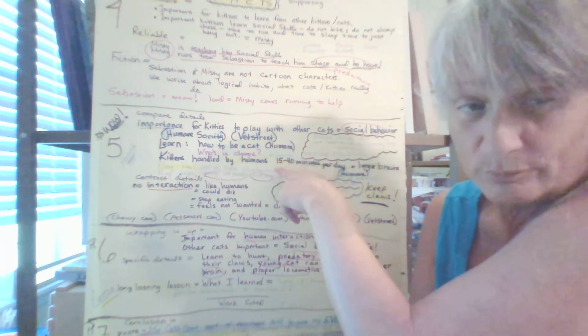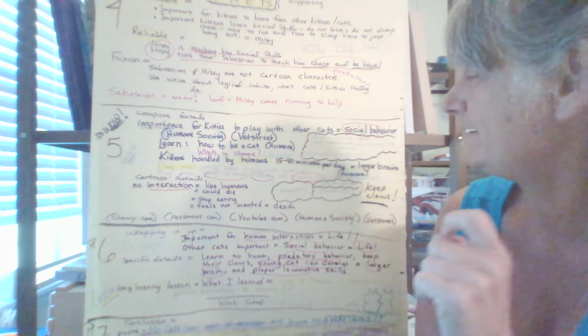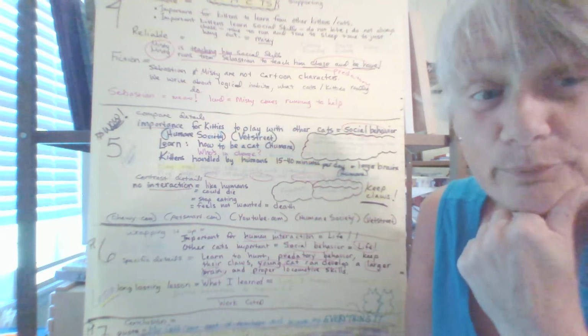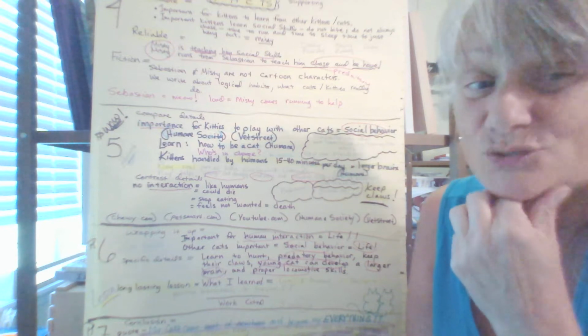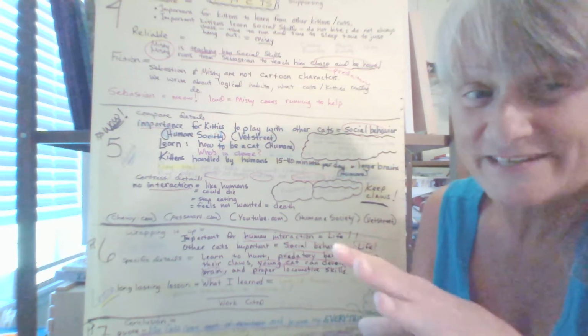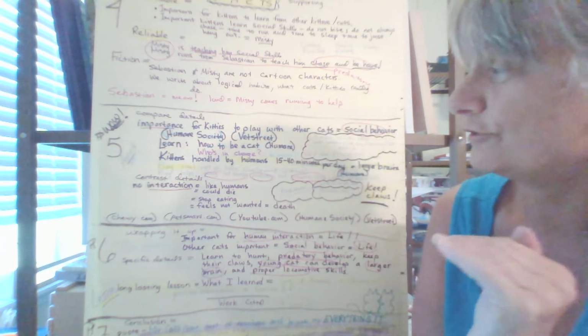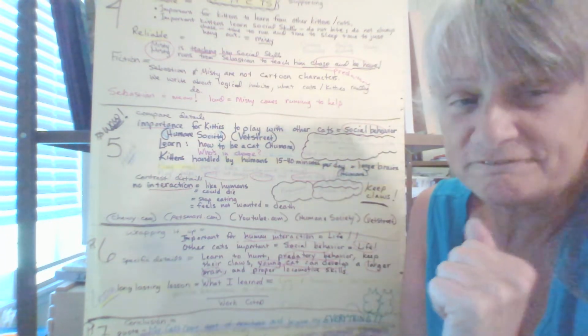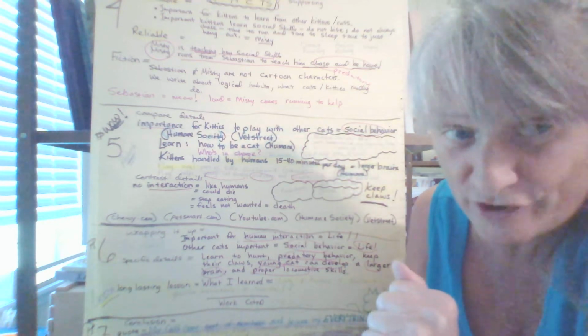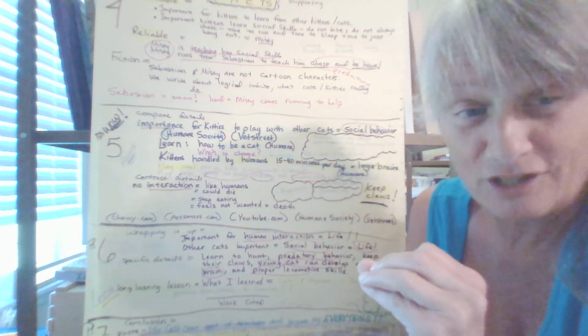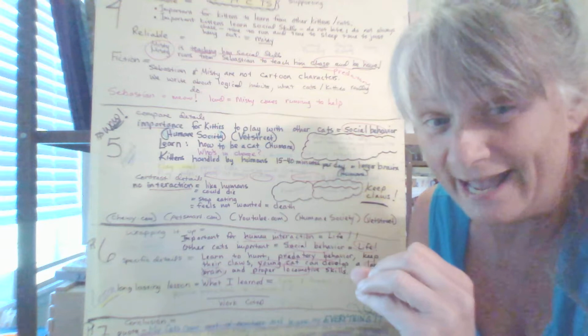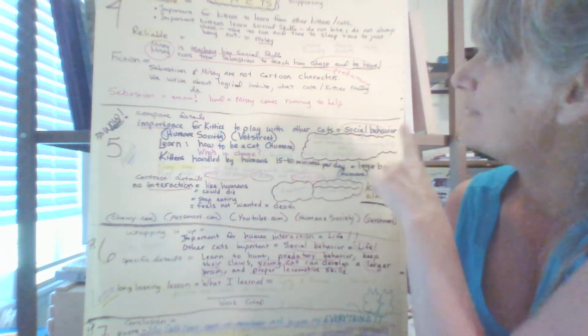Kittens handled by humans 15 to 40 minutes per day, their brains get larger. Their brains grow. They love the affection. They are more settled. They're calmer. They don't want to fight. They don't want to be territorial. They learn to get along with humans and with other cats as well, which is what Sebastian is learning.